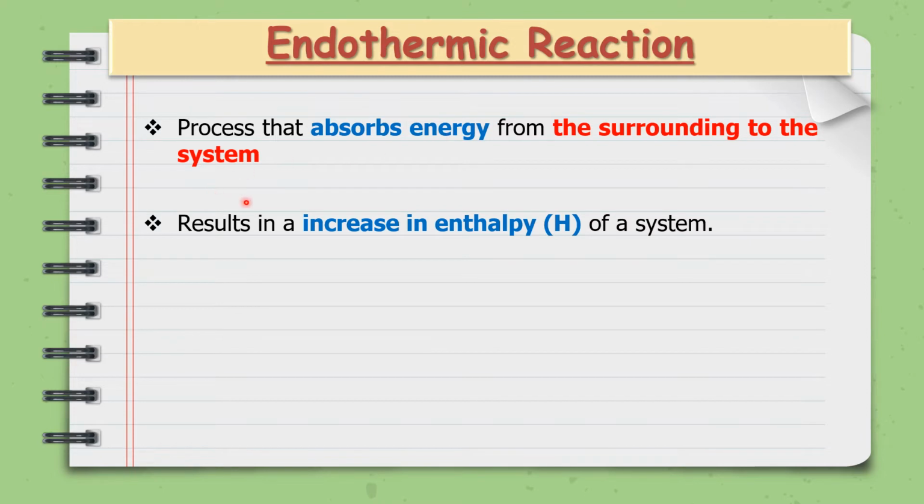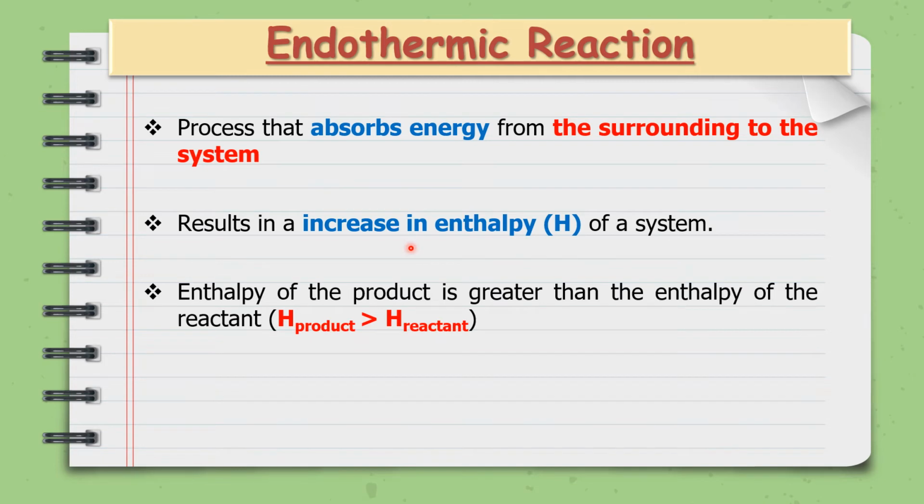Okay, this will result in an increase of enthalpy of the system. Enthalpy of product is greater than enthalpy of the reactant. So H product is greater than H reactant. This will be shown on the energy profile diagram. And the delta H, the difference in enthalpy, will give us a positive value.